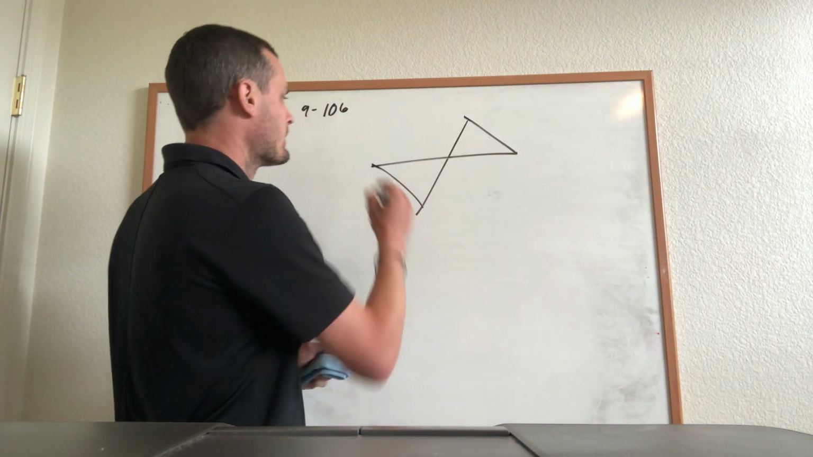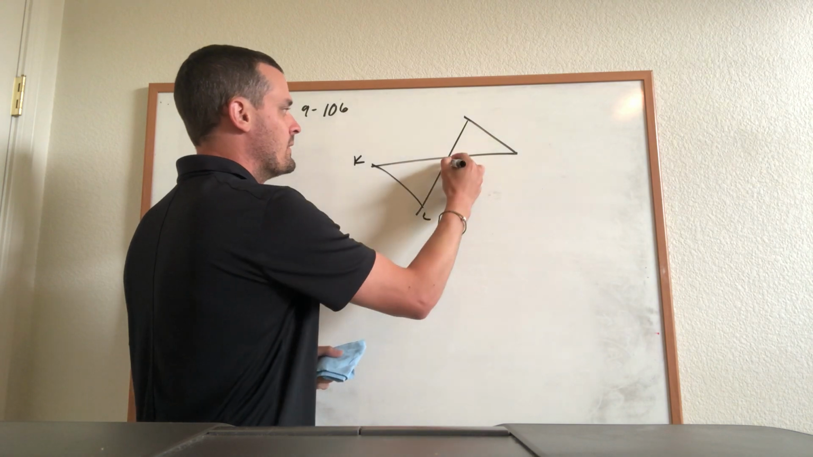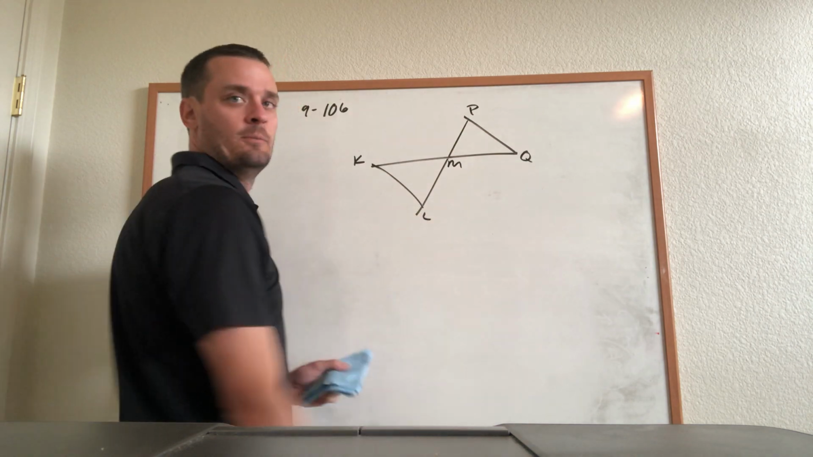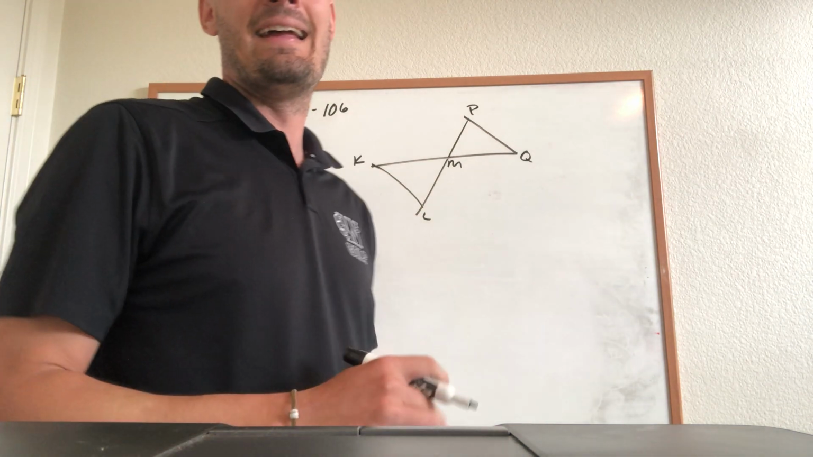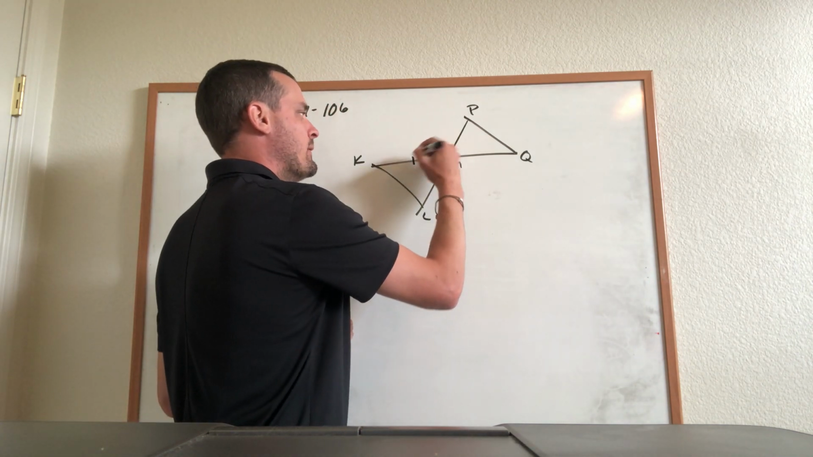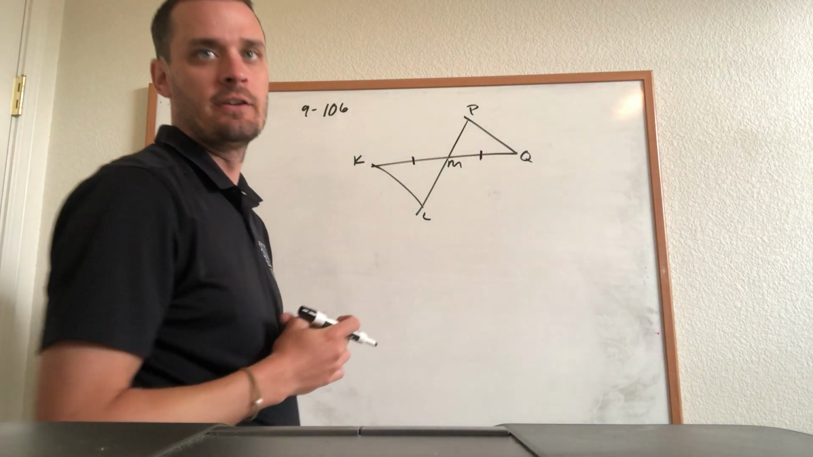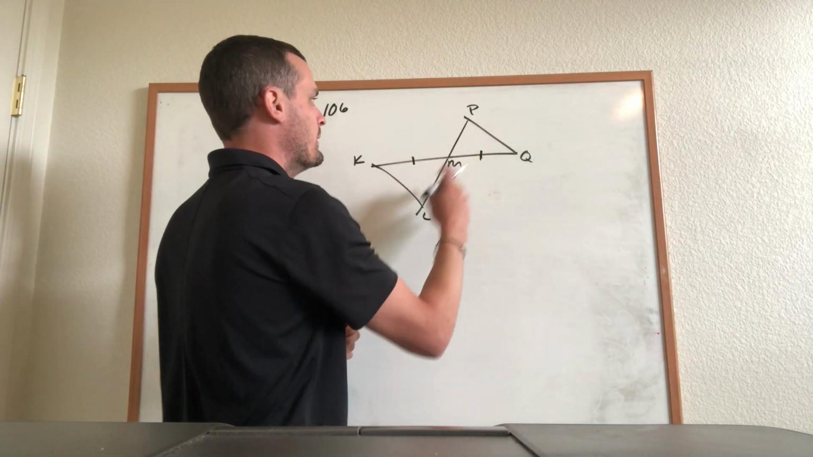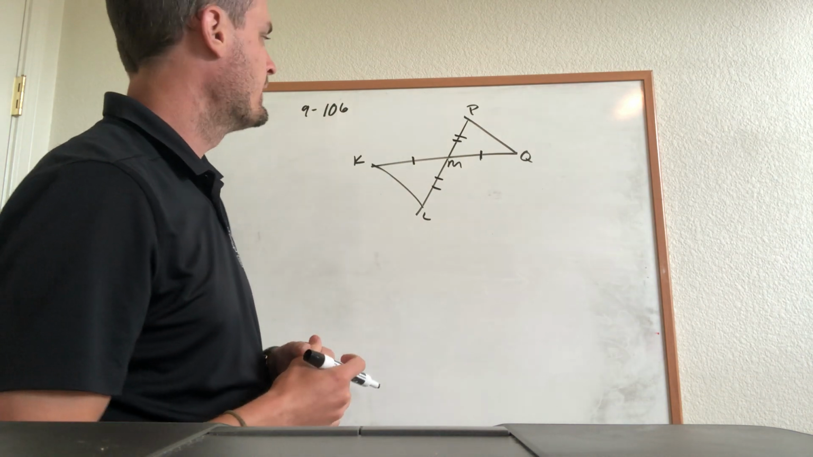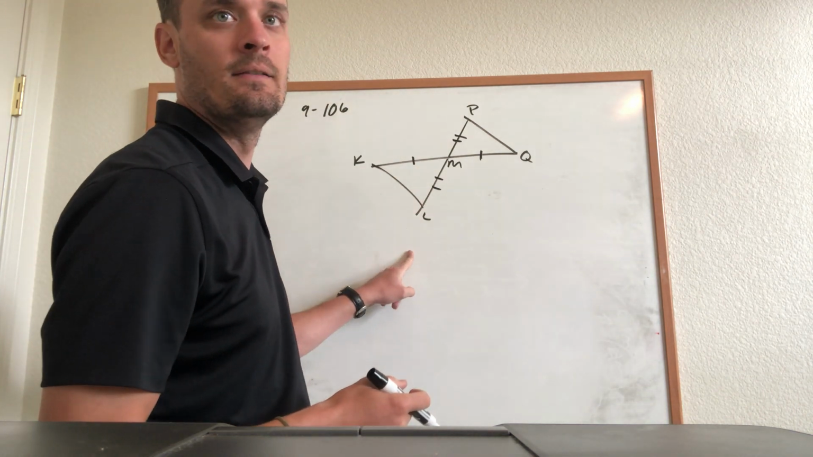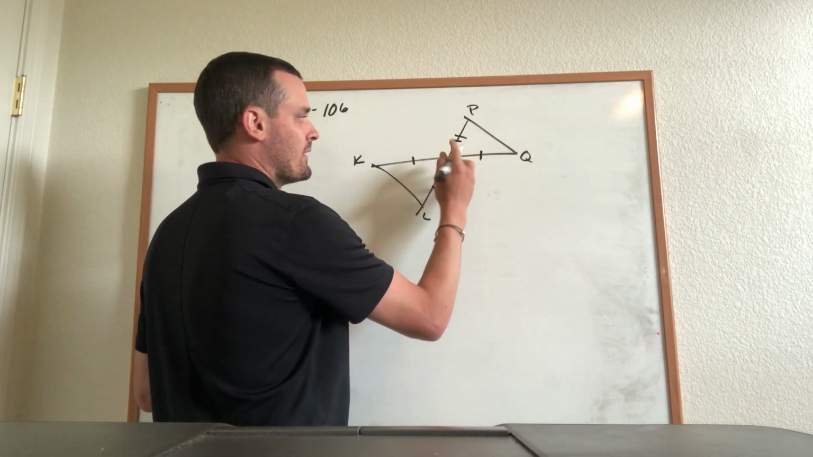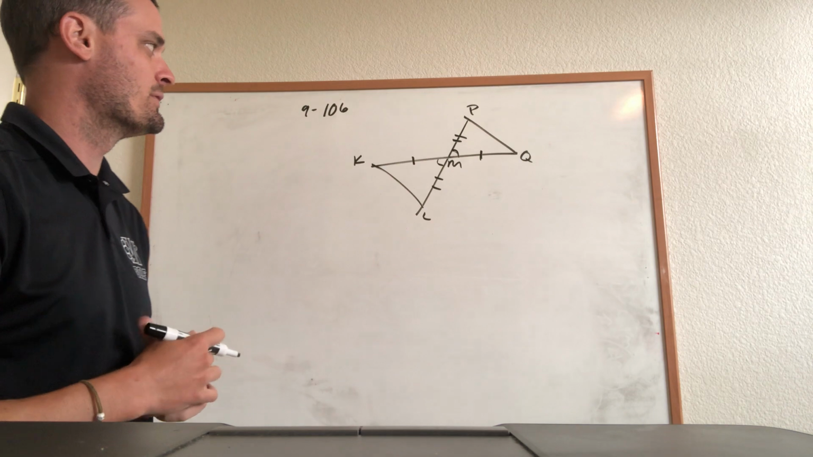We get something that looks like this. K, L, M, P, and Q. Okay, the information it gives us is that M is the midpoint of both K, Q. So if that's the midpoint, we know these two lines are congruent, and it's also the midpoint of PL. So we have that as well. And then it tells us that KML is congruent to PMQ. We already kind of knew that since they are on opposite sides of an X. Vertical angles are always going to be congruent.